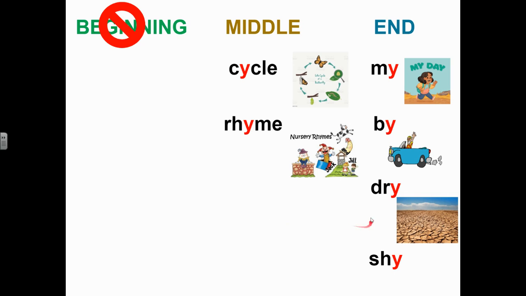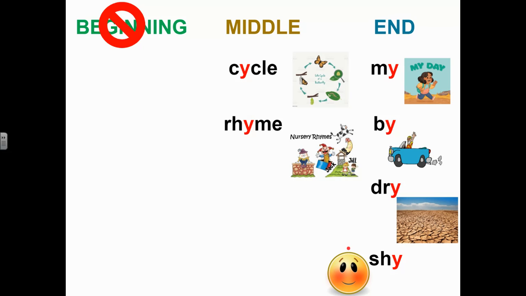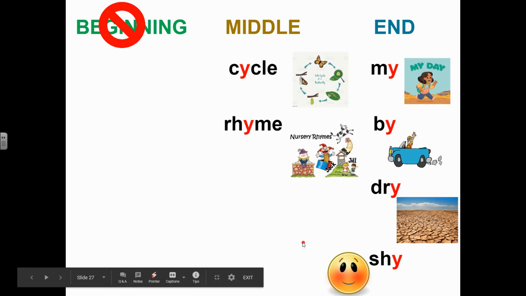All right. Oh, a couple more examples here. We have the word dry. We know about the desert, and it can be very dry. Sometimes you might feel shy when you don't know somebody that you're meeting. Sometimes that happens, you feel shy. Or if you have to present in front of the class, you might feel shy.